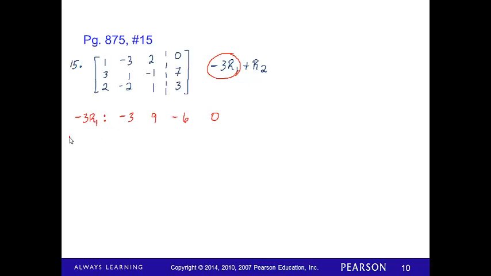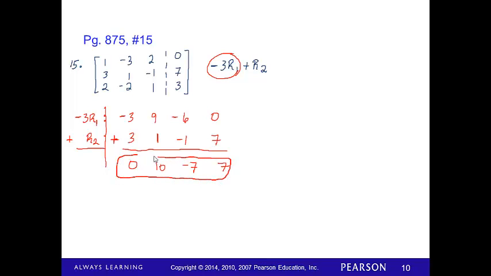And then it says you're going to add that to row 2. So let me write row 2 underneath it how it was in the beginning: 3, 1, negative 1, 7. We're going to add these two pieces, so put that plus sign. Let me separate these two parts. These are our notation, our symbols telling us what to do, and this is us actually doing it. So negative 3 plus 3 is 0. 9 plus 1 is 10. Negative 6 plus negative 1 is negative 7, and 0 plus 7 is 7. This piece right here is our new row 2.